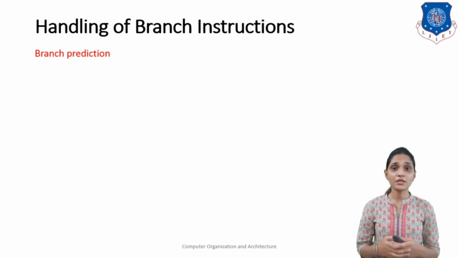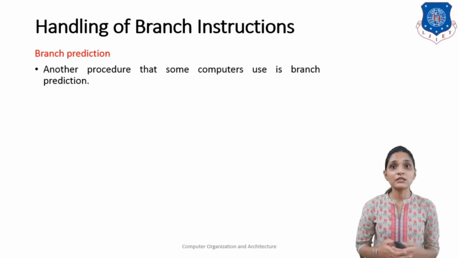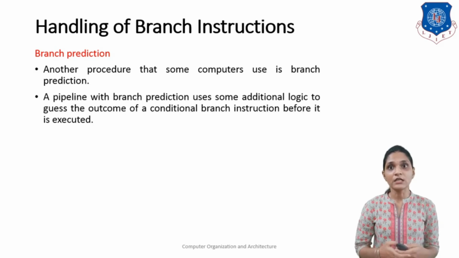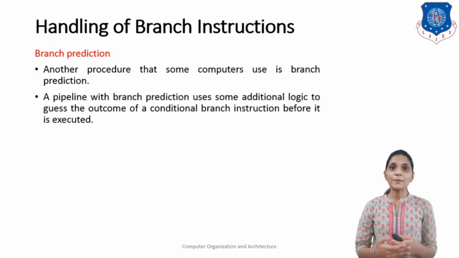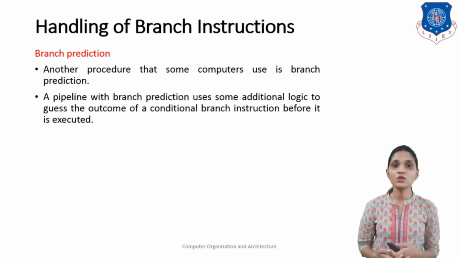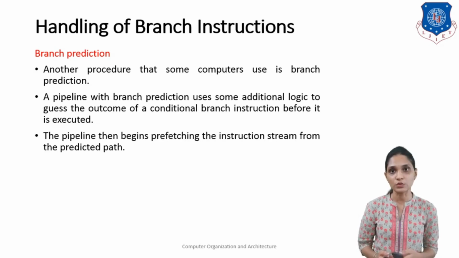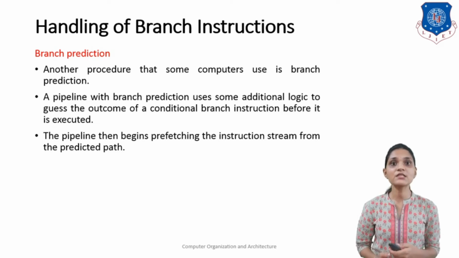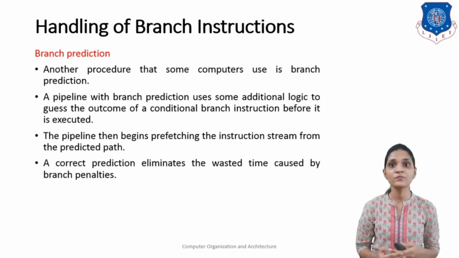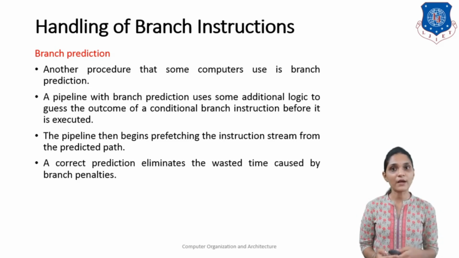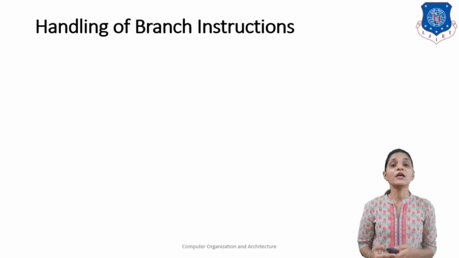The fourth method we can use is branch prediction. Another procedure that some computers use is branch prediction. A pipeline with branch prediction uses some additional logic to guess the outcome of a conditional branch instruction before it is executed. The pipeline then begins prefetching the instruction stream from the predicted path. A correct prediction eliminates the waste of time caused by the branching penalties.